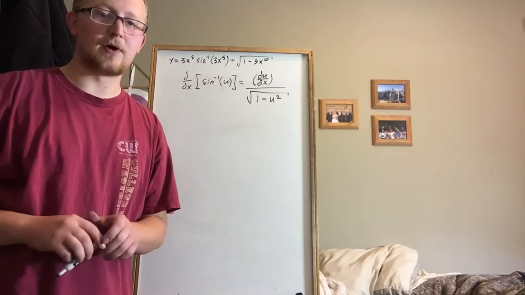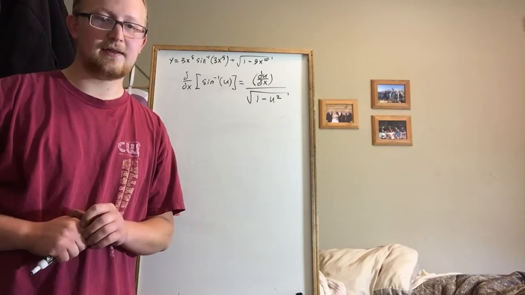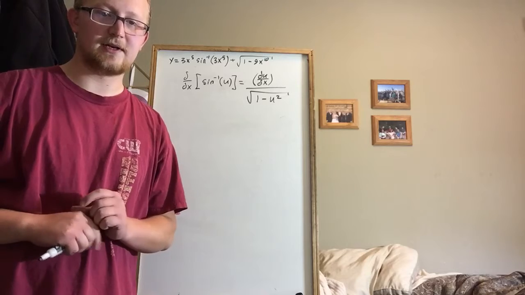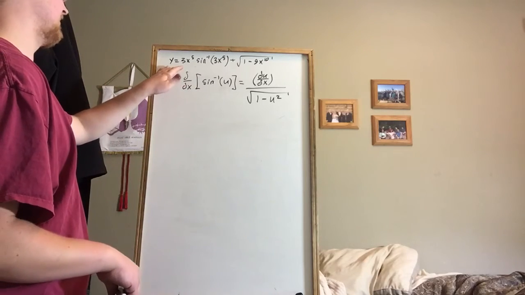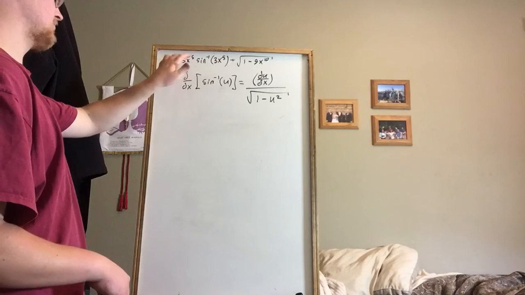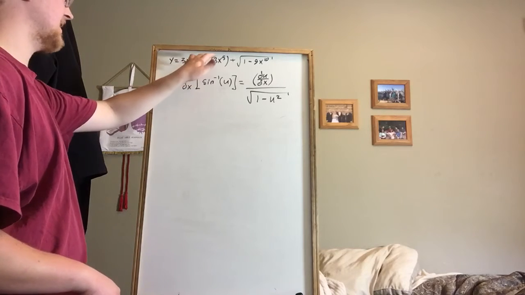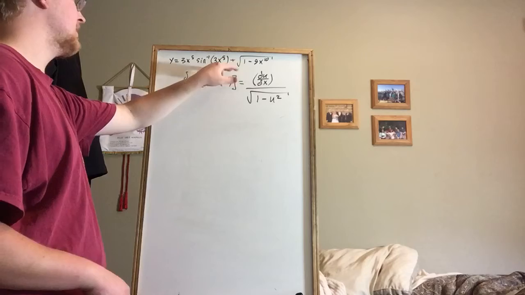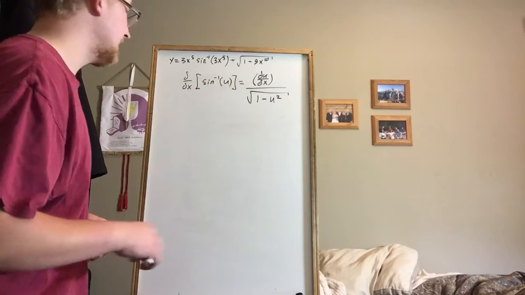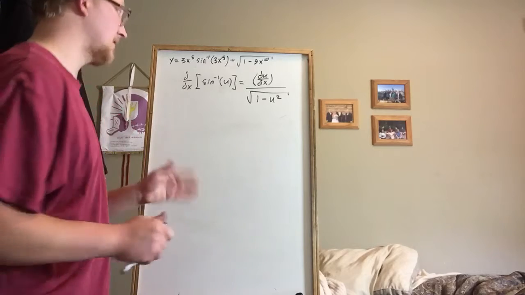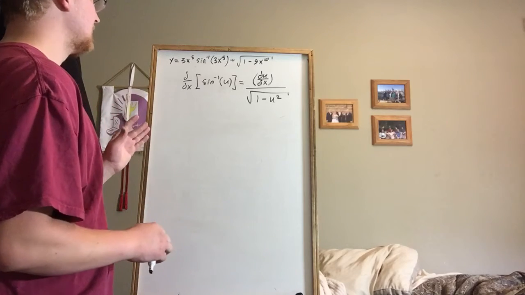Alright, this is from homework 3.9. This is problem number 10 for the inverse trigonometric functions. So we're looking to find the derivative of y equals 3x to the fifth times the arcsine of 3x to the fifth plus the square root of 1 minus 9x to the 10. And this one's kind of daunting. I got a little flustered on it.